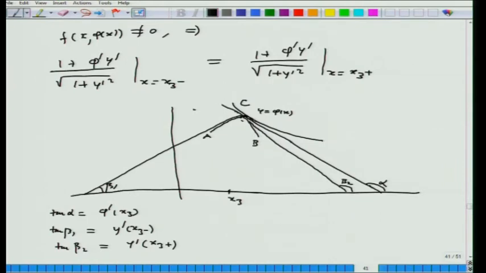Here, the tangent to the curve y equal to phi x at C makes the angle alpha, and at the point C we will have two tangents to the extremals, that is why the derivative is discontinuous at C. Denoting those left tangent and right tangent as tan beta 1 and tan beta 2, so that the angles made by those tangents with the x axis are beta 1 and beta 2. So, tan alpha is phi prime at x 3, phi is assumed to be smooth so that the derivative at x 3 exists, and tan beta 1 is y prime at x 3 minus, and tan beta 2 is y prime at x 3 plus.